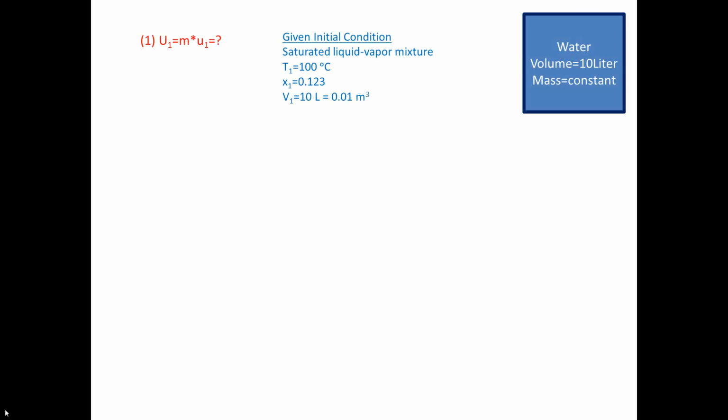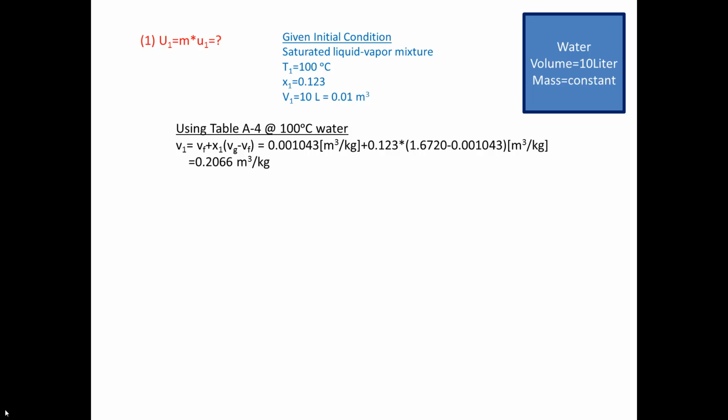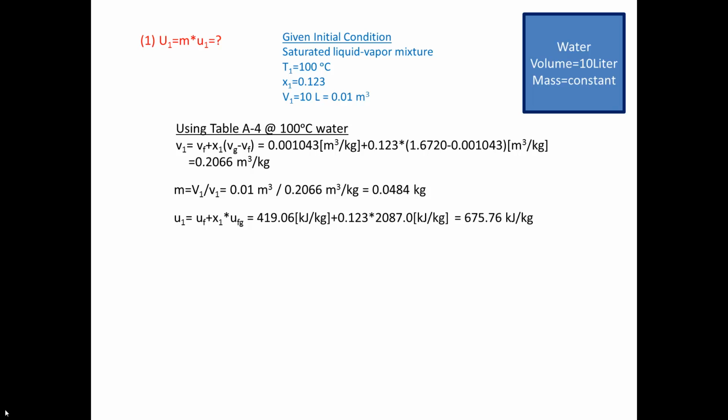In order to find the initial internal energy, first we need to find the mass of water in the rigid tank. Using the given initial quality X and saturation table A4, we can calculate the initial specific volume. Then we can find the mass of water by total volume over the initial specific volume. Continuing, we can find the initial internal energy per unit mass using the initial quality with saturated liquid and vapor values in the table A4 as well.